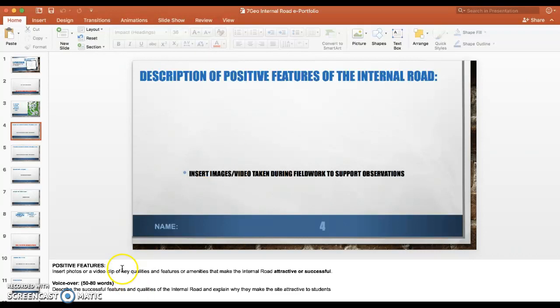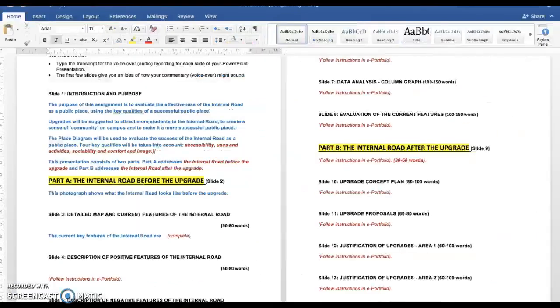All right, so you're putting the photos on this slide, the positive features, and on your transcript, you are doing on slide 4 a description of the positive features of the internal road. Now, remembering to link them to the 4 key qualities: accessibility, use and activities, sociability, and comfort and image. So making sure that you are writing that together and linking it.